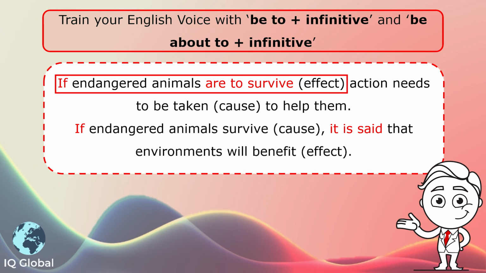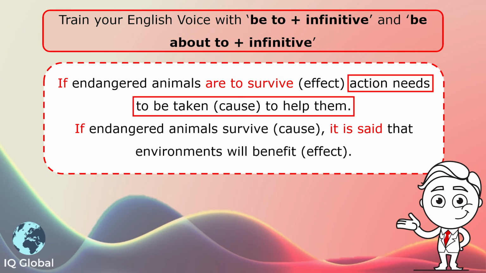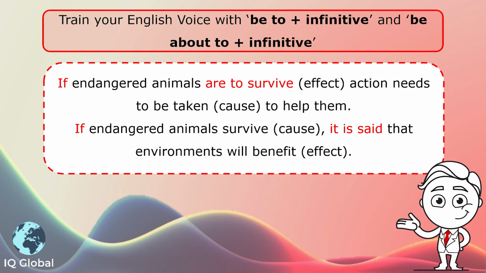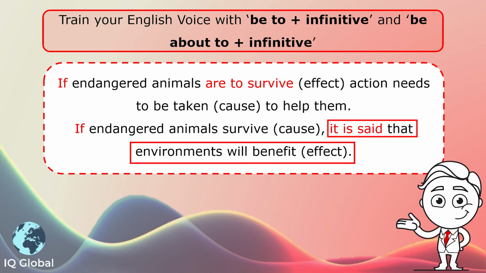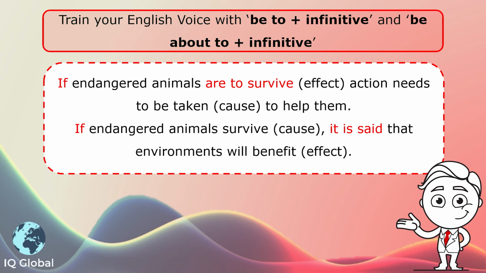If endangered animals are to survive, that's the effect, that's what we want to happen. Action needs to be taken to help them. So the cause, we need to take action, will result in the endangered animals being able to survive. That's the effect. Or, if endangered animals survive, that's the cause. It is said that environments will benefit, the effect. So the effect of animals surviving is that the environment will benefit.